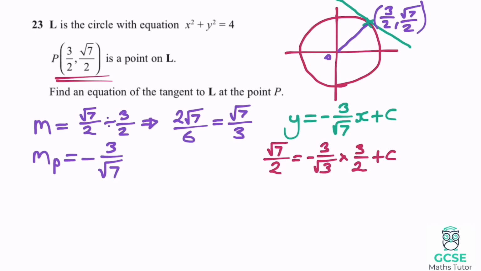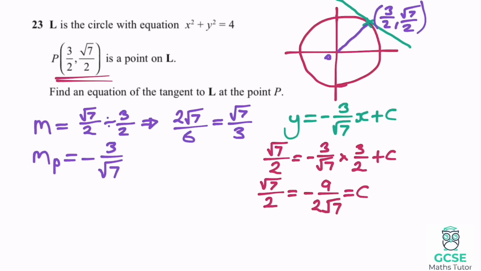So we have root 7 over 2 equals, multiply the tops, multiply the bottoms, we get negative 9 over 2 root 7, plus c. I had put root 3 in there, it should be a root 7, let's get rid of that. There we go, negative 3 over root 7, and negative 9 over 2 root 7. Sorry about that.